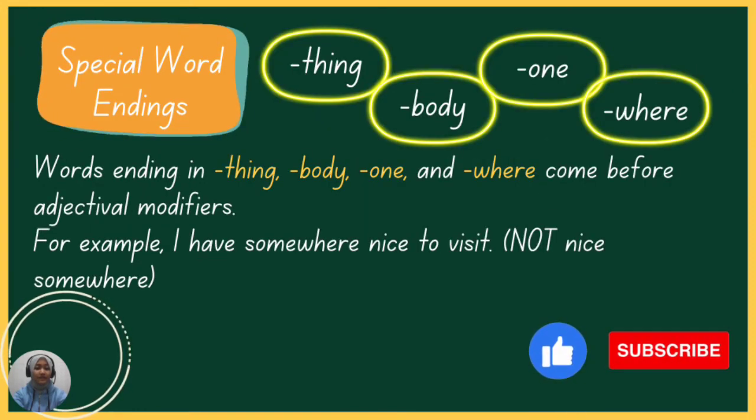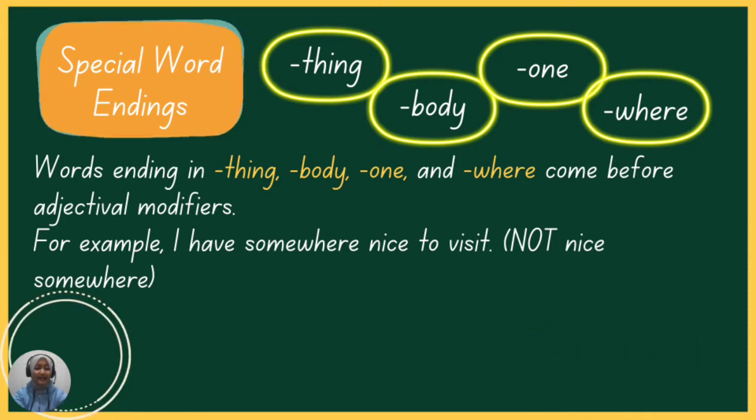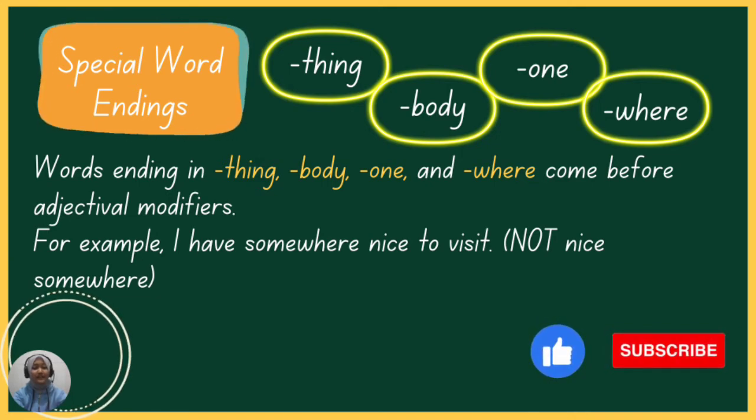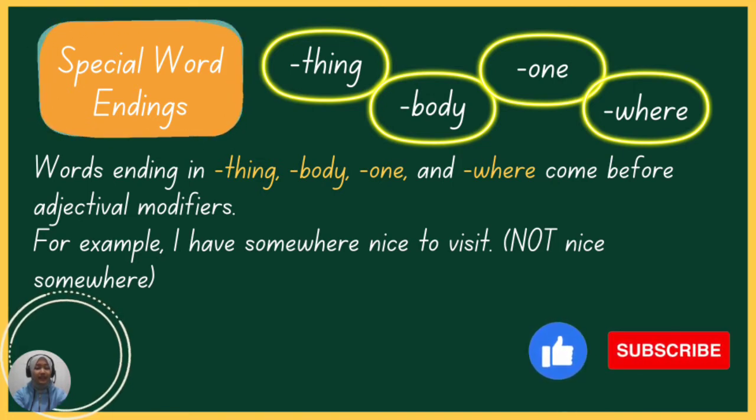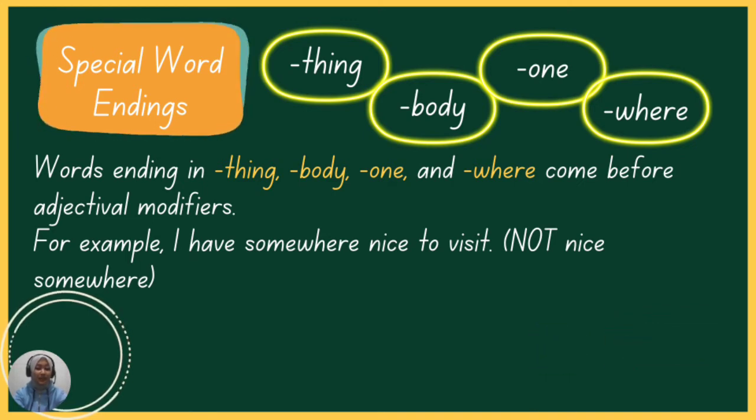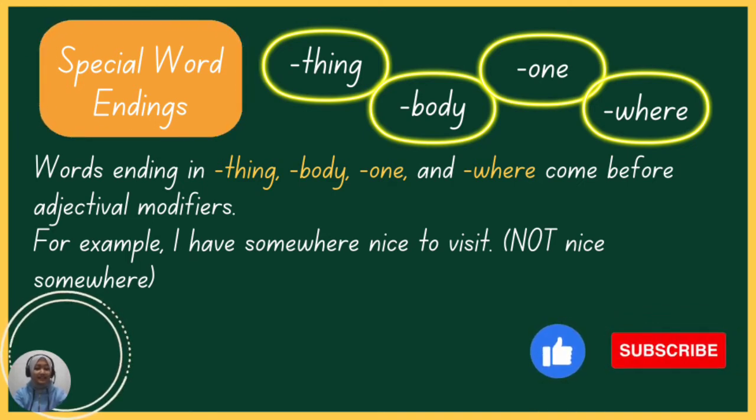Oke, what about special word endings? Special word endings. Jadi akhiran kata yang khusus ya. Ada thing, body, one, and where. Words ending in thing, body, one, and where come before adjectival modifiers. Jadi kata yang berakhiran thing, body, one, and where biasanya dia akan muncul sebelum adjective.